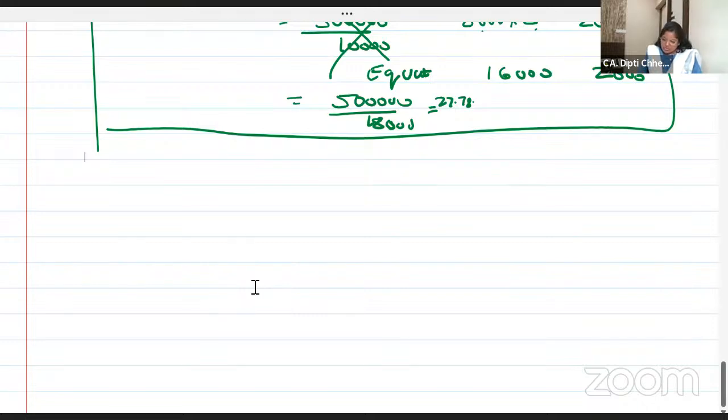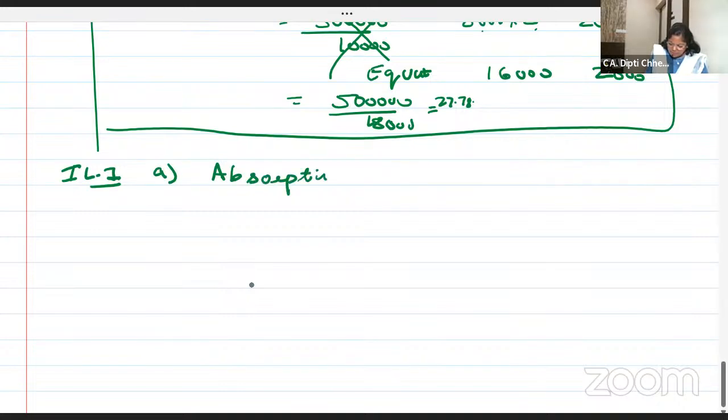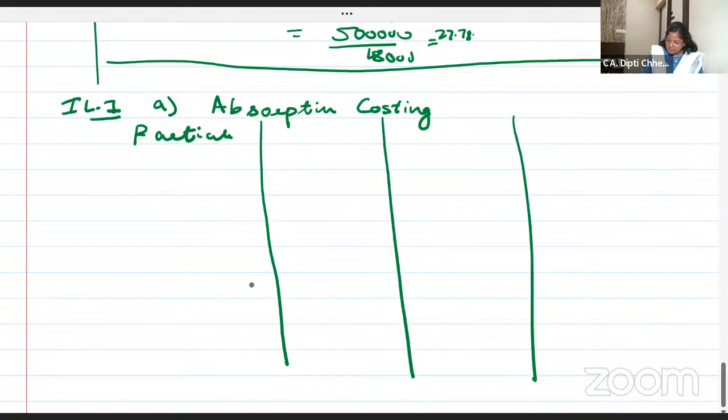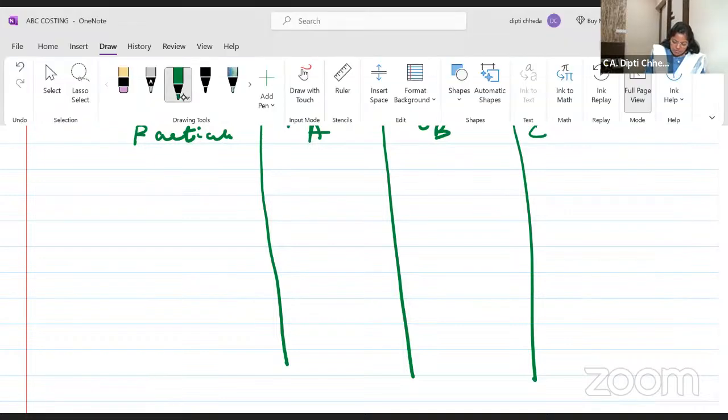Chalo. Can we see the stopwatch? Yeah, 8:30 the class will be over. I could speak the theory, it is very easy, read it yourself, but I don't want to speak. I'm going to solve. After this, illustration number 1. The first part they have asked is the traditional approach or absorption costing. We will do it in a very easy way quickly. Particulars: A, B, C.